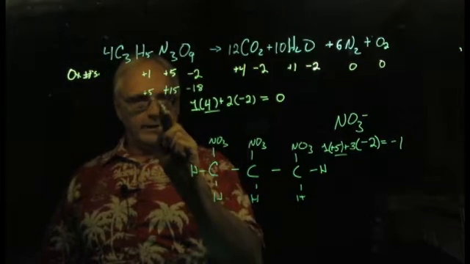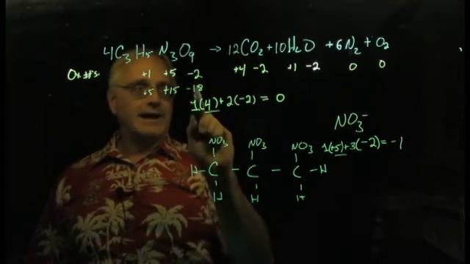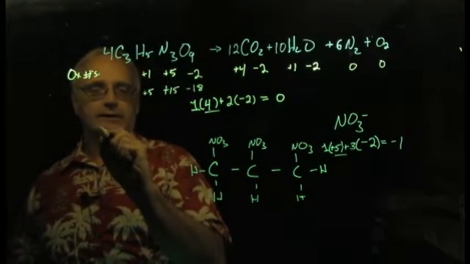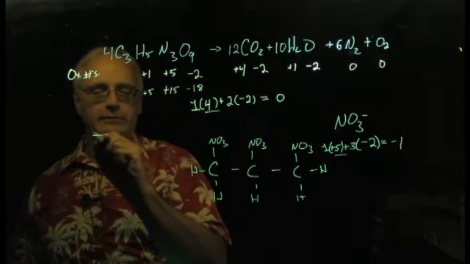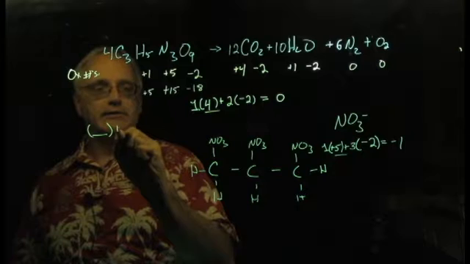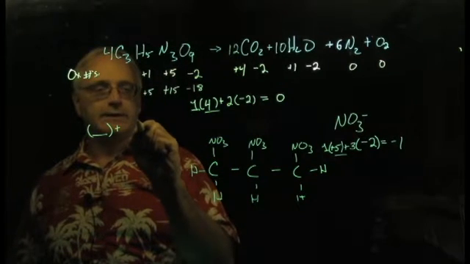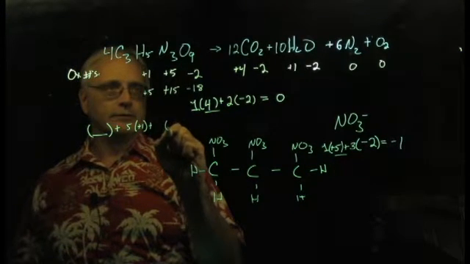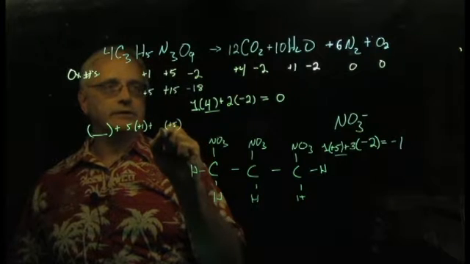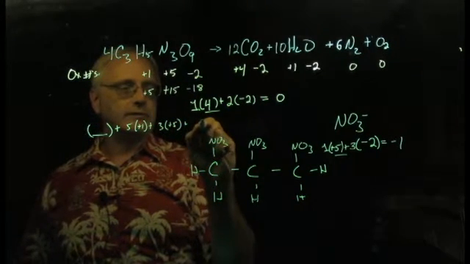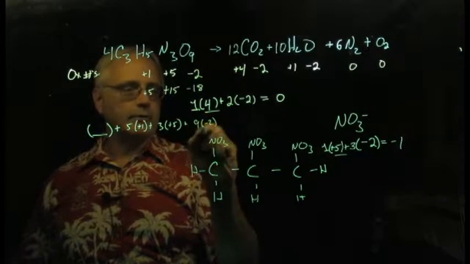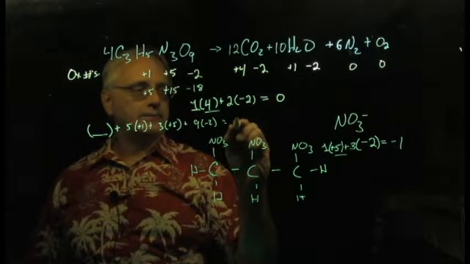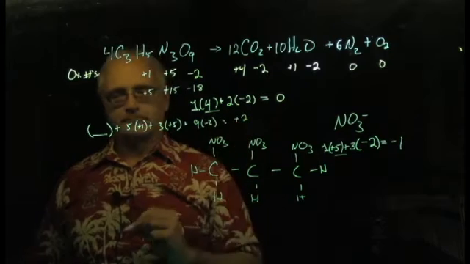Notice what that comes out to: 20 positives, 18 negatives. This is a neutral molecule, so the oxidation number of the carbons, I'm going to leave that one blank, plus the oxidation number of the hydrogens times the number, plus the oxidation number of the nitrogens times their number, plus the oxidation number of the oxygens times their number. Okay, all of that, -18, +15, +5, that comes out to be +2.